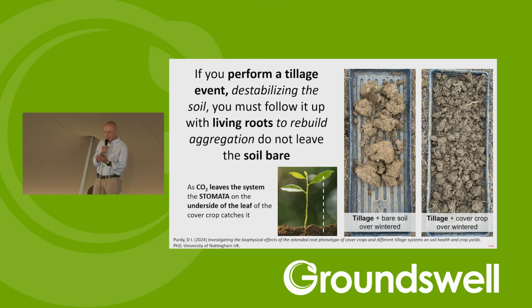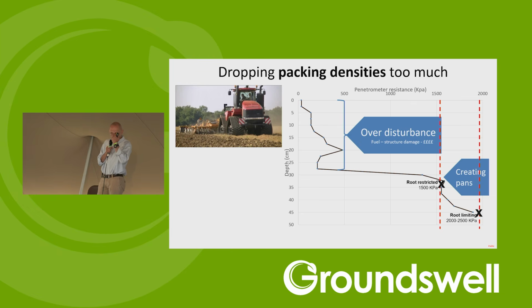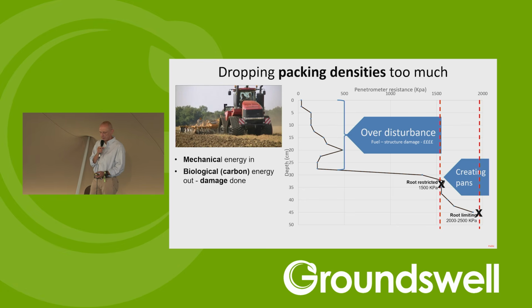So we're capturing that carbon leaving the soil. We're kind of capturing it in the plant and cycling it around the system. An extended phenotype effect of that is to improve the structure of our soil. And of course, the opposite to all of that is dropping packing densities too much. Okay, big, heavy machinery, heavy tillage, mechanical energy, and as I've put it, it's my words, not highly scientific, biological energy leaves the system through oxidation and damage is done.